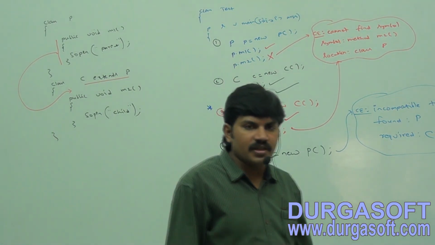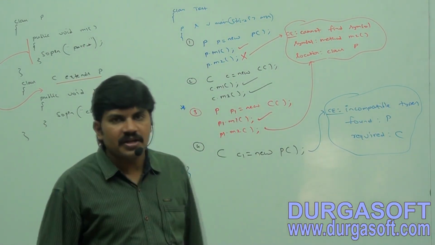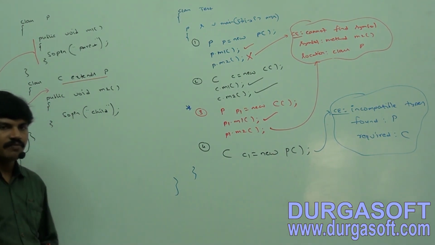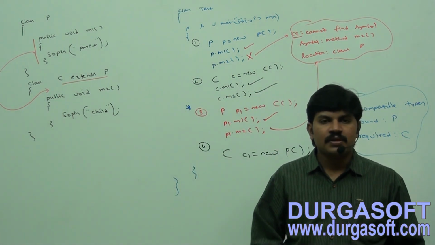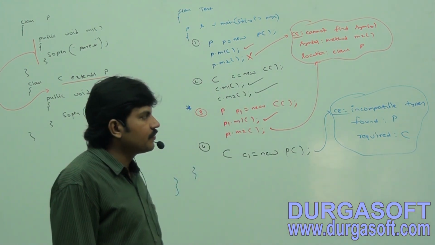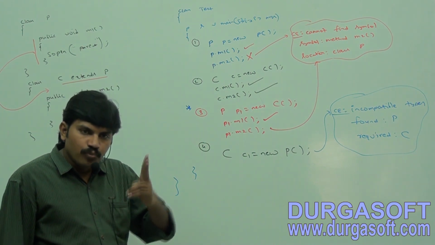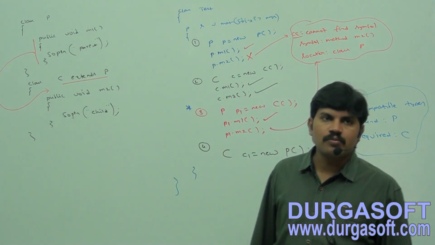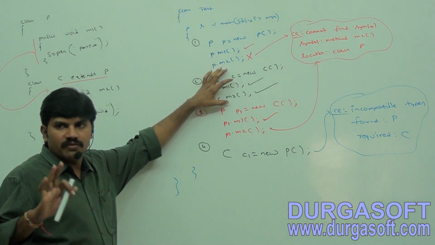Whatever methods parent has are by default available to the child, and hence on the child reference we can call both parent and child methods, both parent class and child class methods. Are you getting it? Conclusion 1 is clear for all of you, right?